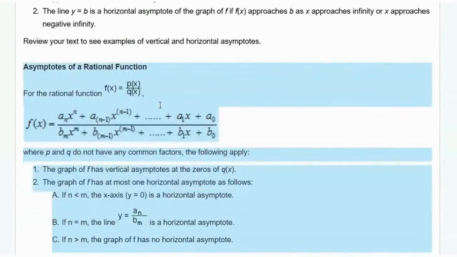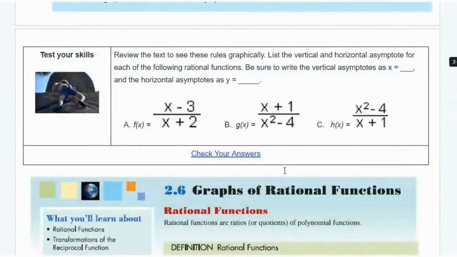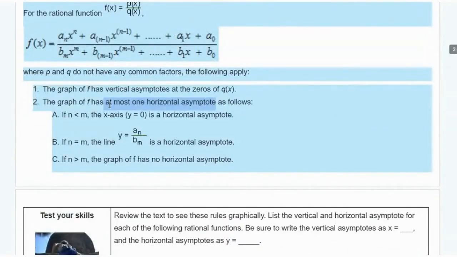So for the rational function f of x equals p of x divided by q of x, where p and q do not have any common factors, the following applies. The graph of f has vertical asymptotes wherever the denominator equals 0. And the graph has at most one horizontal asymptote. So this is what we need to dig more into. How do we figure out what the horizontal asymptotes are?